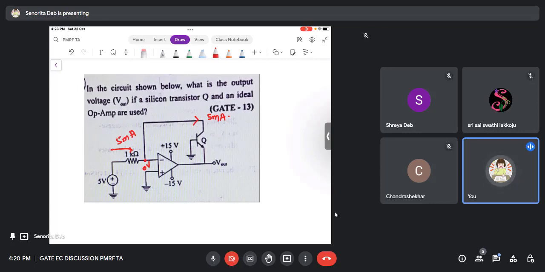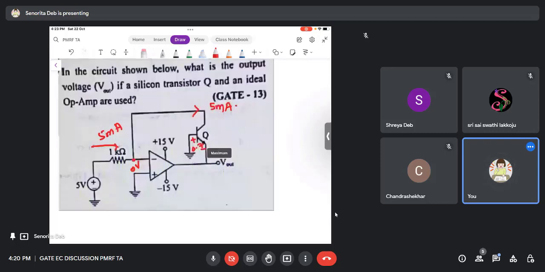I'll wait for some time, let it get updated, whatever I have written. Yeah, so the voltage VBE will be 0.7. So you just put a KVL here, then a KVL from this loop to Vout. So what you will get? Plus 0.7 plus Vout is 0.